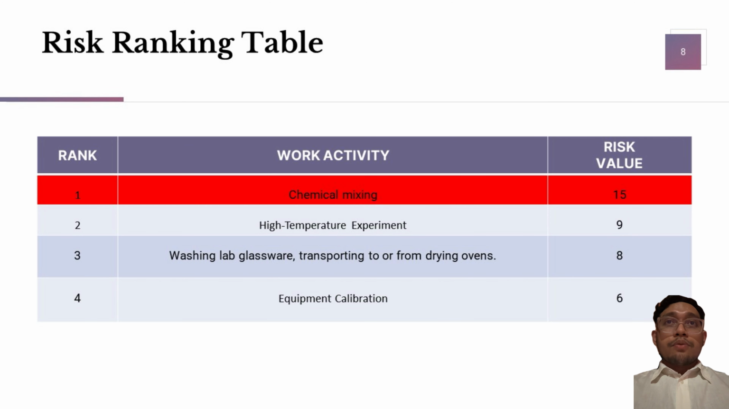For this next slide, we're going to the risk ranking table, where my activity, chemical mixing, will be ranked first, because the risk value is 15. As we know, chemical mixing is not a simple thing that we can do without seriousness and focusing on what we do.